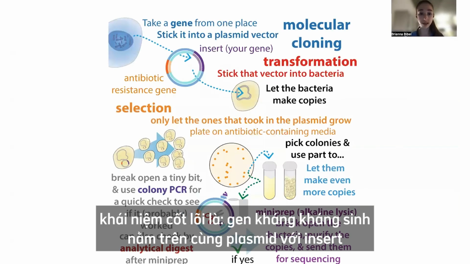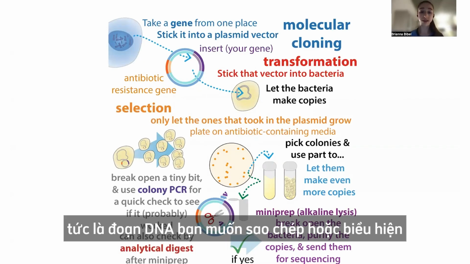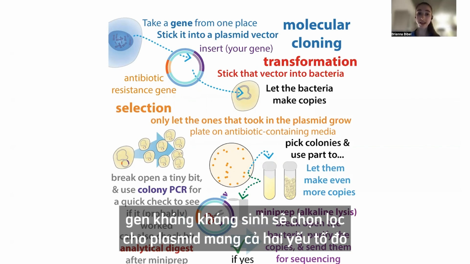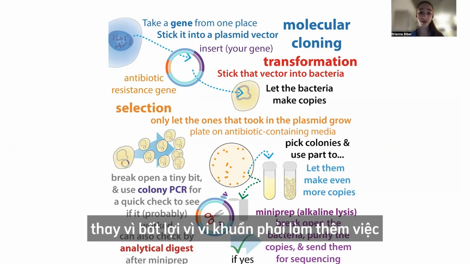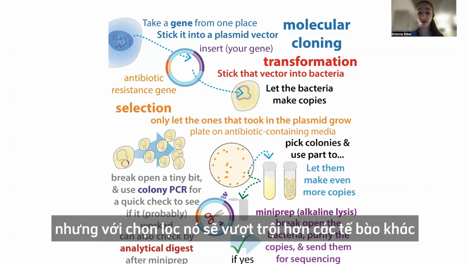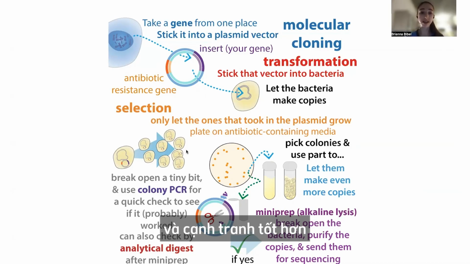So the key concept is that you have the antibiotic resistance gene on the same plasmid as the insert, the thing that you want the bacteria to be making copies of or making protein from, various things like that. The antibiotic resistance gene is going to select for the piece of DNA that's holding them both. And in this way, you're going to allow it to have a growth advantage, whereas it would normally have a growth disadvantage because you're making it do more work. But this way, it'll have an advantage over those other cells. It'll be able to outcompete them.